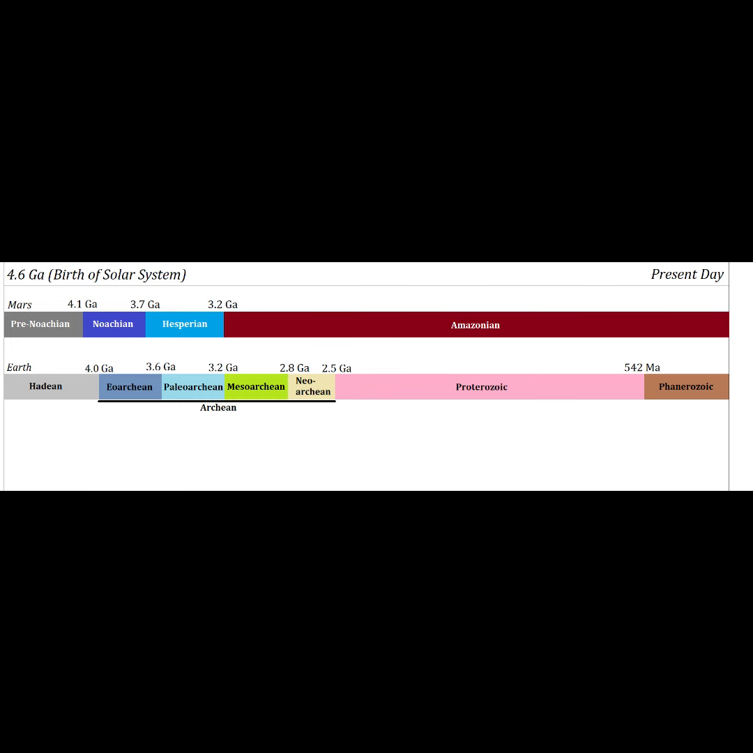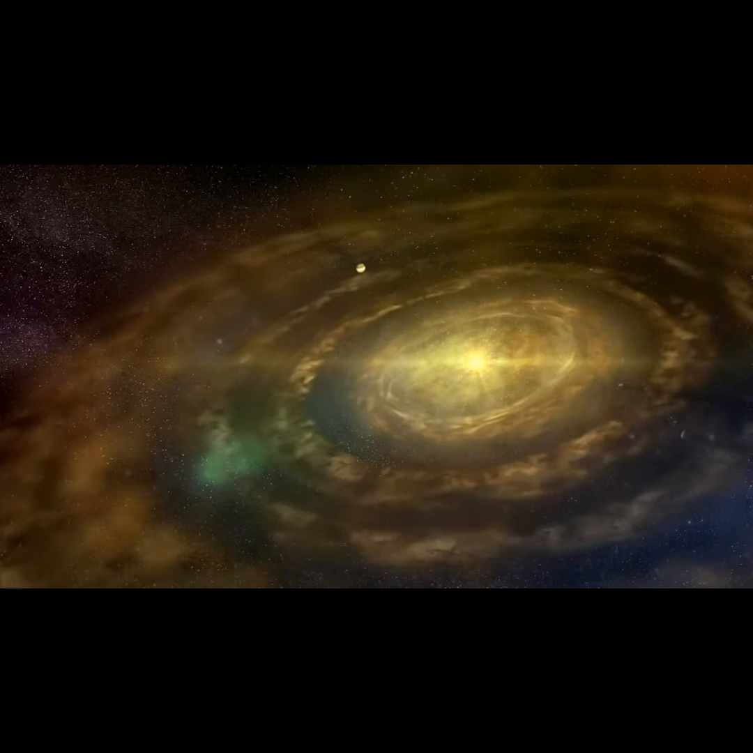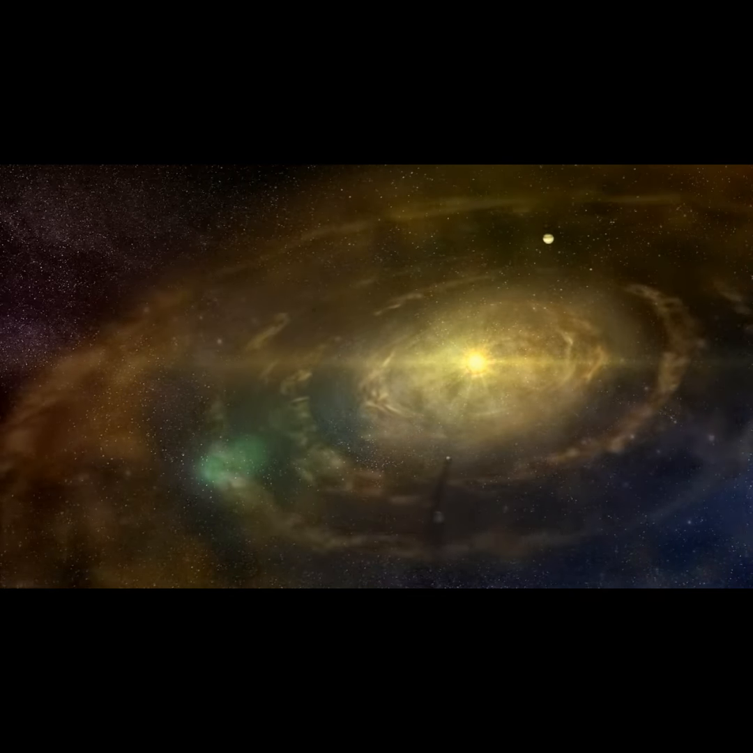After that, we have the Hesperian, which would be most like the Paleoarchean on Earth. Traditionally, the end of the Hesperian was set at 3.2 billion years ago, but many planetary scientists say it should terminate at 2 billion years ago for reasons we'll discuss later. The final stage, which continues to this day, is the Amazonian. Mars, like the rest of the planets, formed from the protoplanetary disk 4.6 billion years ago.